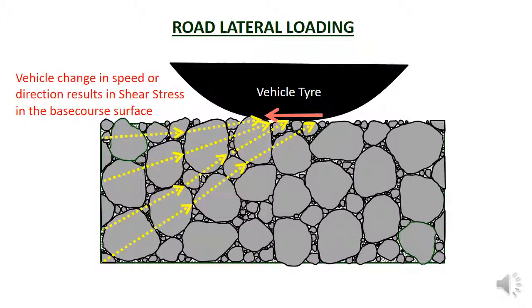Note that most of the horizontal force is resisted within the base course, and the subbase often does not have to provide much resistance to horizontal forces, horizontal stresses. That is one reason why we use a higher quality aggregate for the base course.